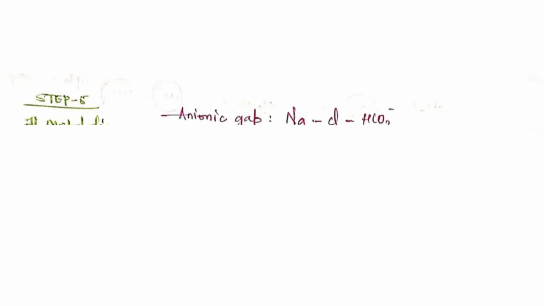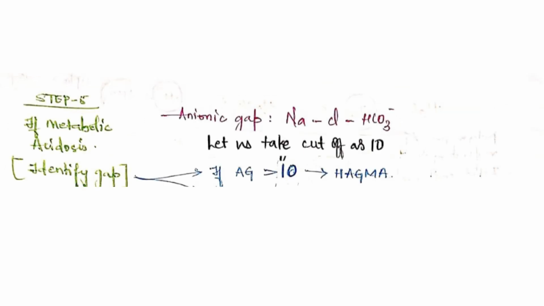Step 5. If metabolic acidosis is there, then we have to identify the anion gap. The formula to calculate the anion gap is sodium minus chloride minus bicarbonate. Let us take the cutoff as 10. If the anion gap is more than 10, it is high anion gap metabolic acidosis. If it is less than 10, it is normal anion gap metabolic acidosis.